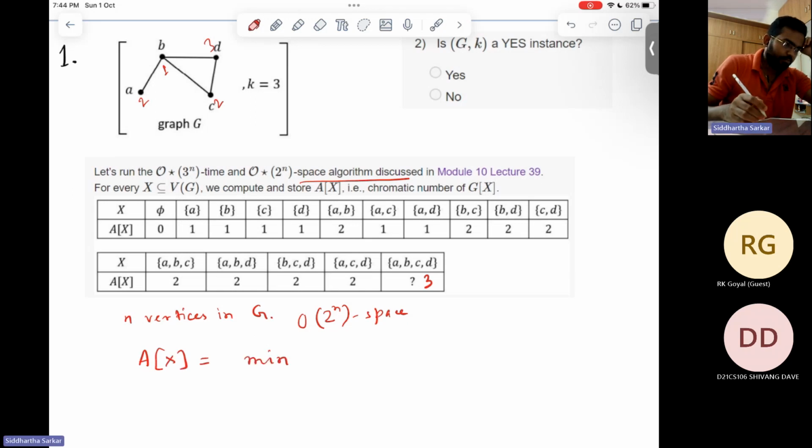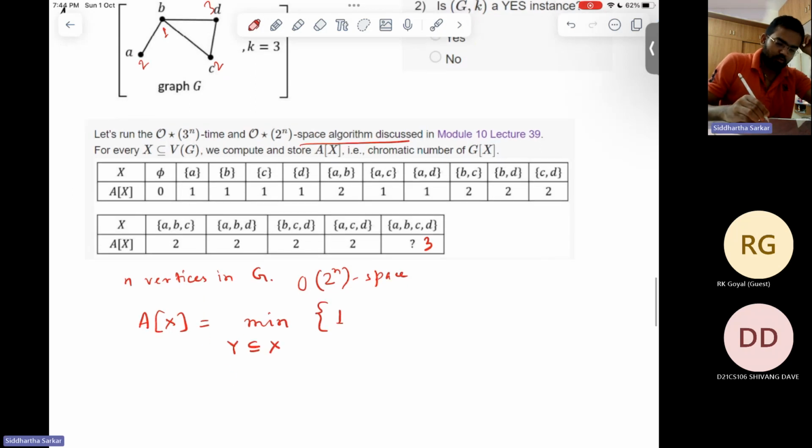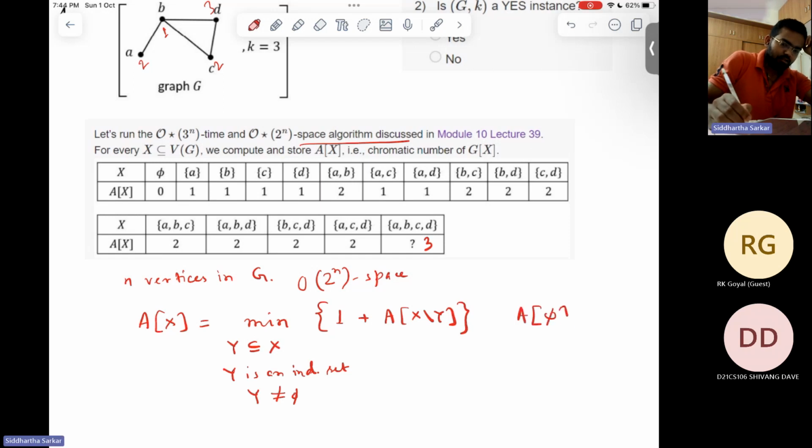So it is the minimum over all subsets Y of X such that Y is an independent set and Y is not phi, of 1 plus A of X minus Y. And the base case is that A of phi is 0. So what it means is that if you consider the empty graph, then the number of colors required to color the empty graph properly is 0.